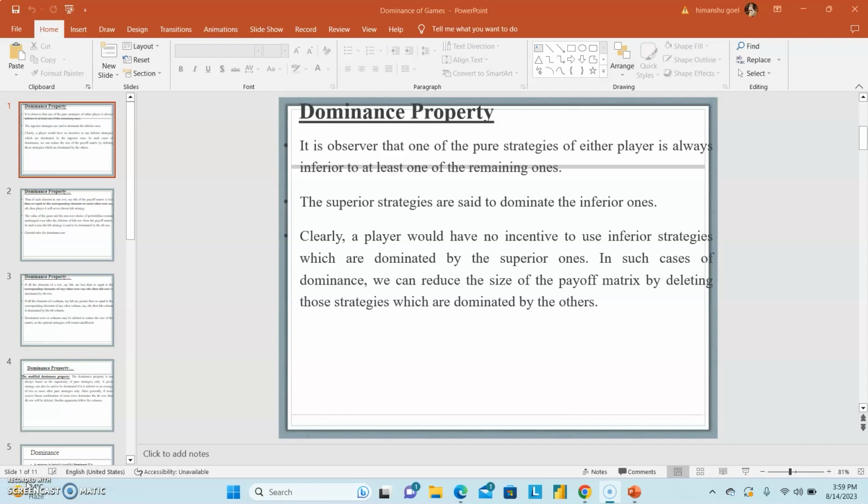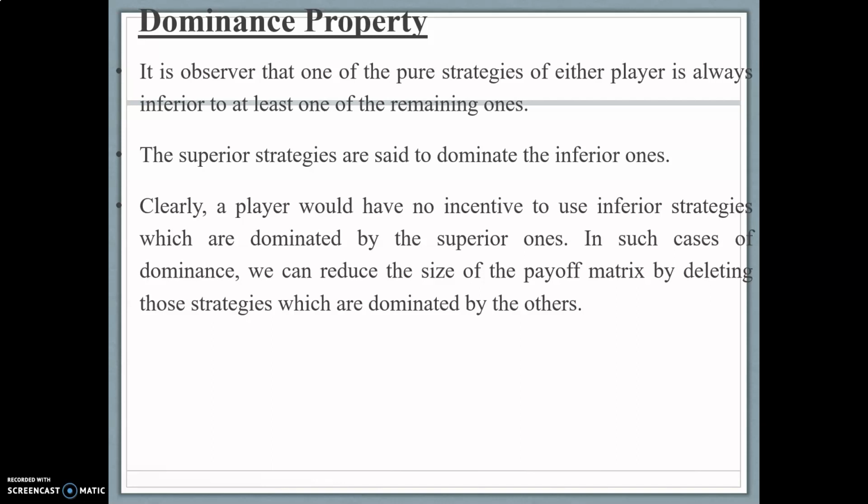So the introduction is the dominance property. What do you understand by dominance property? It is an observation that one of the pure strategies of either player is always inferior to at least one of the remaining ones. So when pure strategies are applied, it is observed many a time that one of the players has a very strong strategy against the other. This is probably a major case when two players are playing a game. One probably has a very strong strategy against their opponent, right?